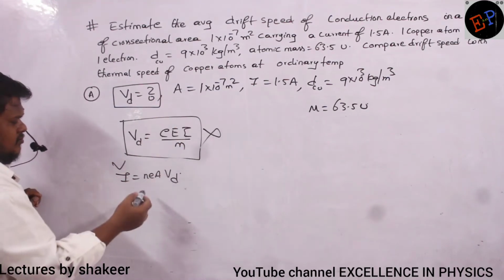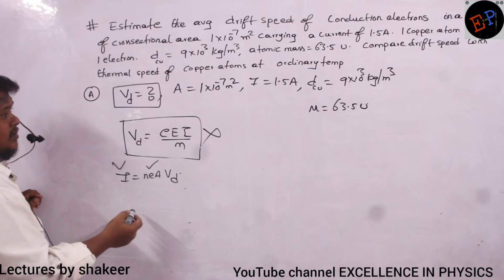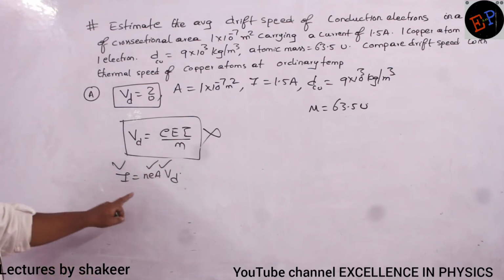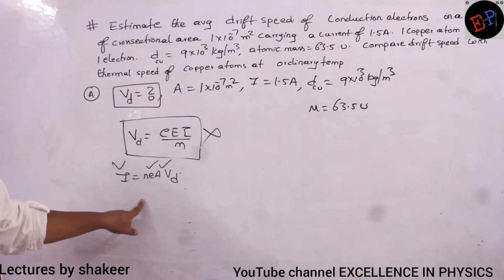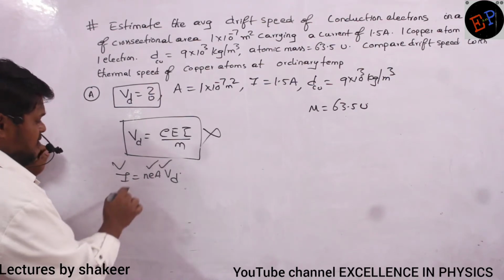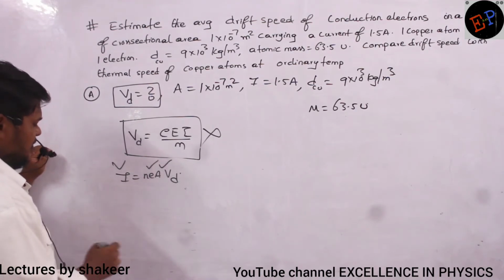Current is given, no? Charge of electron is there. Area of cross section is also there. N value is not given. What is N? Number of electrons per unit volume, that is not given. So if I can find out this N value and substitute in this equation, I can get the answer.